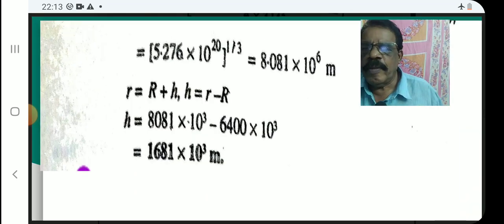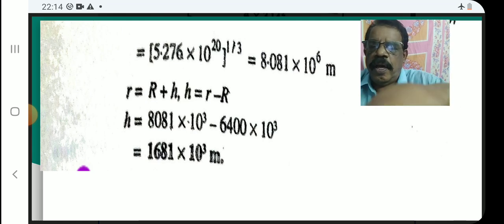And small r is capital R plus h. h is small r minus capital R. 8081 into 10³ minus 6400 into 10³. Take the common factor and subtract, we get 1681 into 10³ meter. Answer.